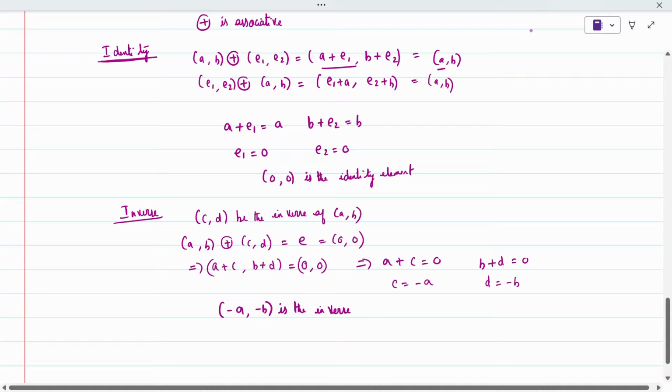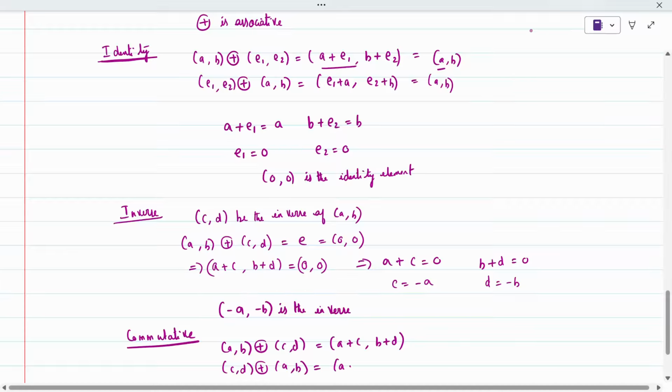Commutative we have to prove. The last case is commutative. We know that (A, B) plus operation (C, D) is (A plus C, B plus D). In the same way, (C, D) plus (A, B) gives the same A plus C, B plus D. So therefore commutative holds.